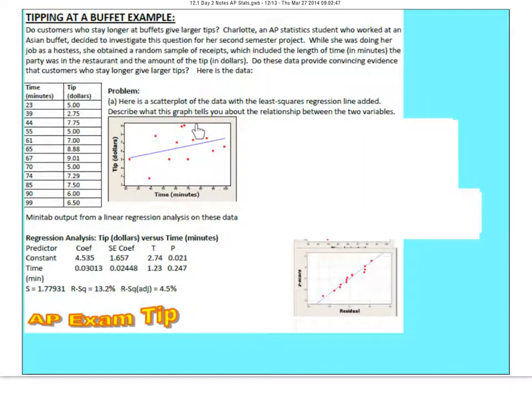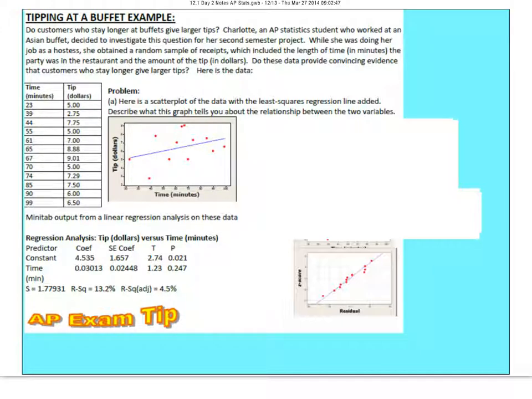Well, here is her actual data that she collected. Here is the scatter plot of the data. And right here we are seeing what looks like residuals to z-scores. Folks, this is a normal probability plot. And we have the computer output for that. Part A says, here's a scatter plot of data with a least squares regression line. Describe what this tells you about the relationship of the two variables.